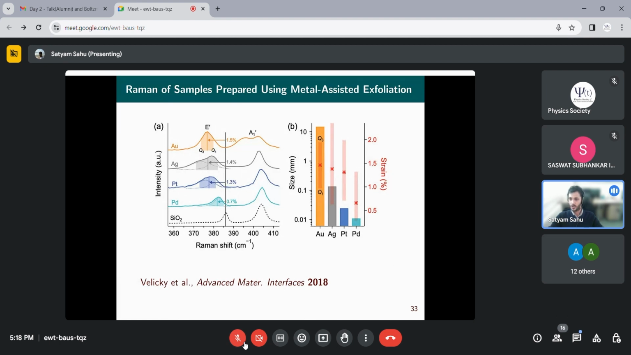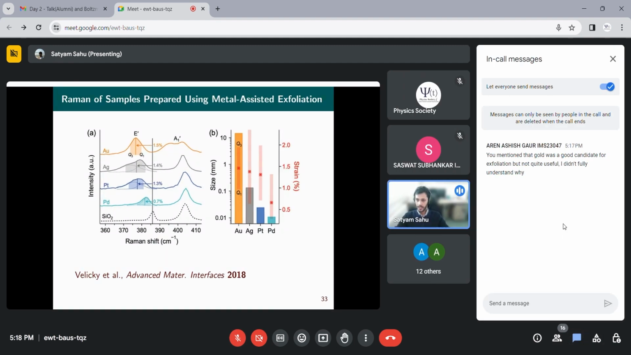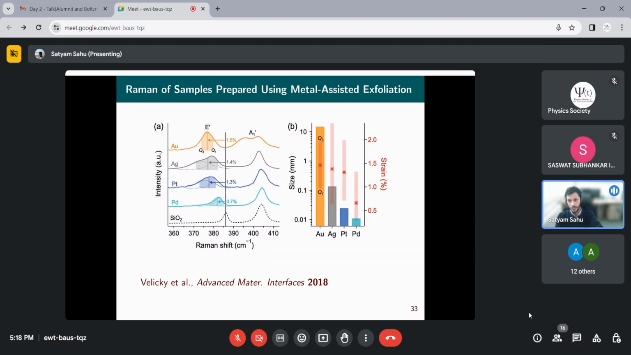You mentioned that gold was a good candidate for exfoliation, but not quite useful. I didn't fully understand why. Okay. So I was trying to explain that, as I showed, on gold you can have very large size monolayers. So that's an amazing thing. But as I showed, there will be a change in the properties: you are shifting the vibrational modes because you are generating strain in the system. And then there is also the charge transfer, which is also affecting the modes.